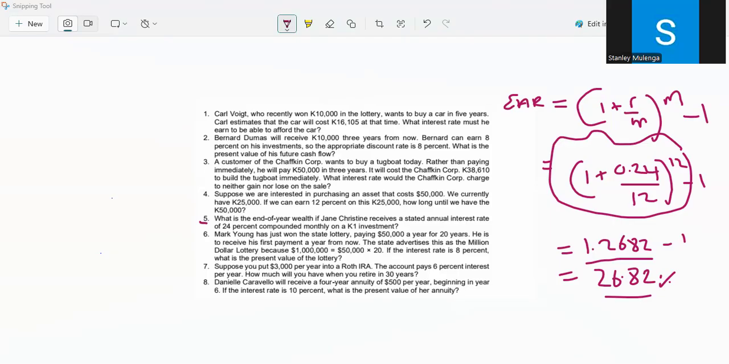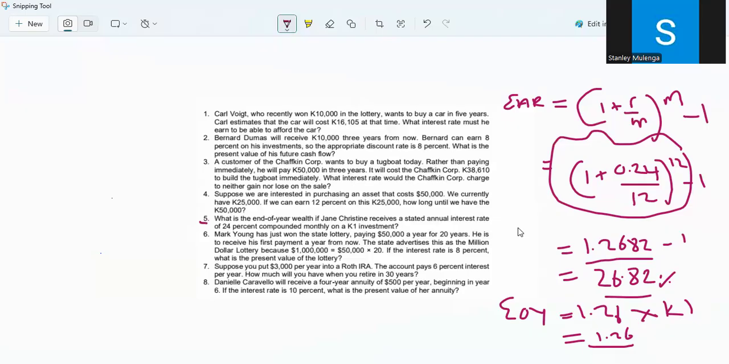So the end of year worth is simply 1.26 times 1 quarter, which is 1.26. So there are two things that you need to understand there. The effective annual rate is 26.8%, but the end of year worth is 1.268 times 1 quarter. So this is 1.26.